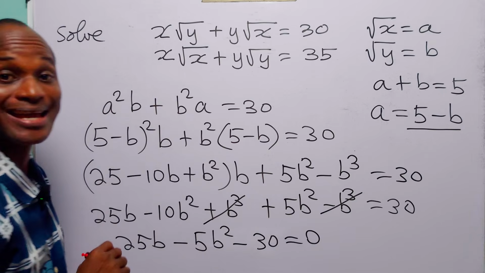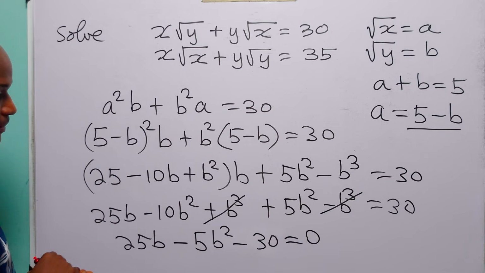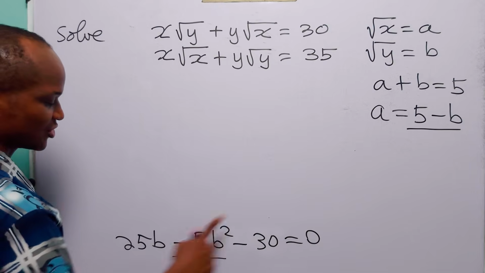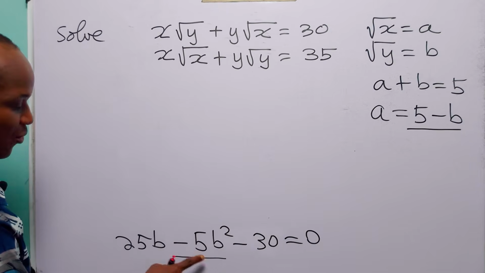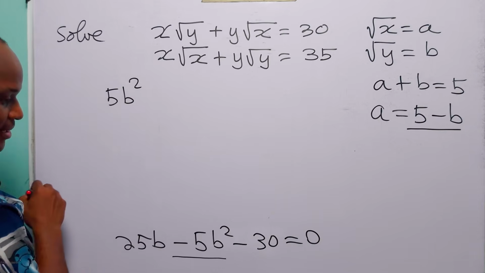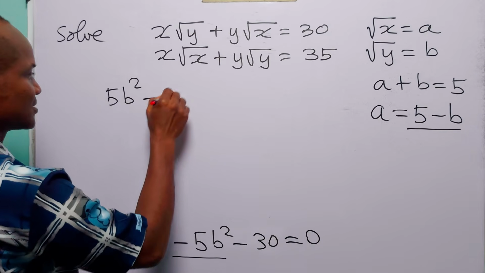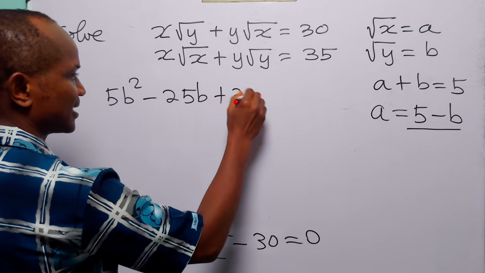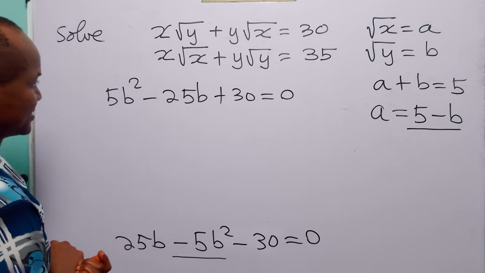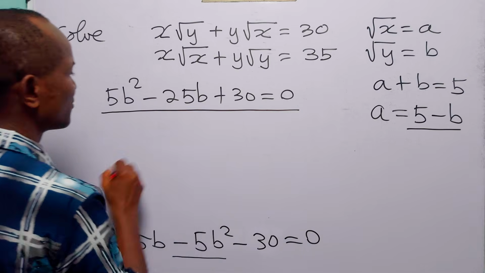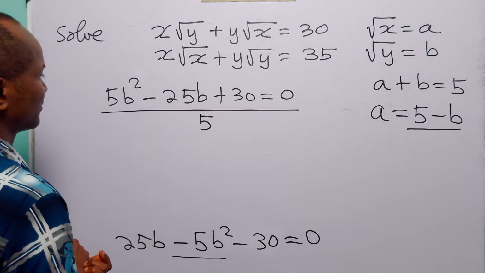And of course, this is equal to 0. Now, because of this term, let us multiply through this equation by minus 1. When we do that, we have 5b squared minus 25b plus 30 is equal to 0. Of course, you know that we can divide through this equation by 5.